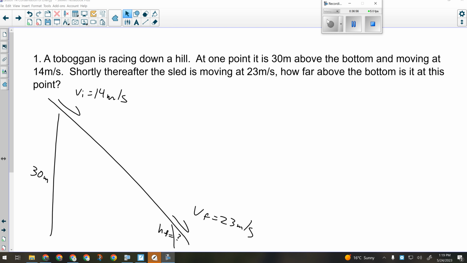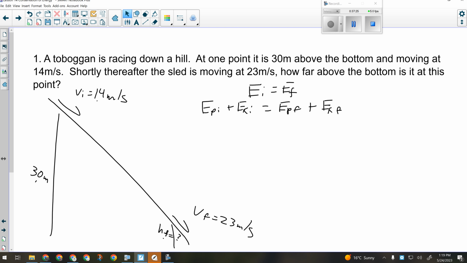For this one, there's no work being done, so we know that the mechanical energy isn't changing, and it's a conservation of mechanical energy question. We set it up the same as we always do: initial potential plus initial kinetic equals final potential plus final kinetic. None of those are zero. We have all four types of energy, so none of them can be canceled off. What I'm looking for is HF, which is part of that term.